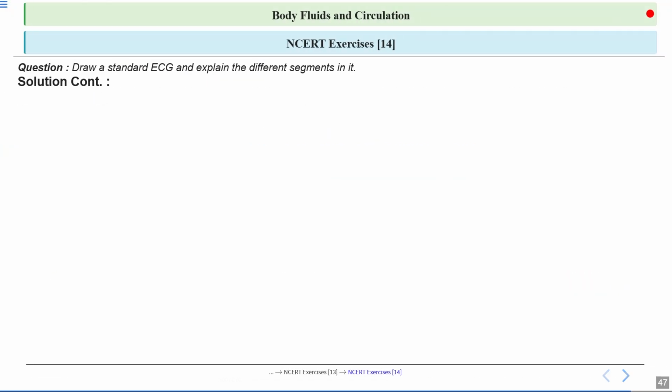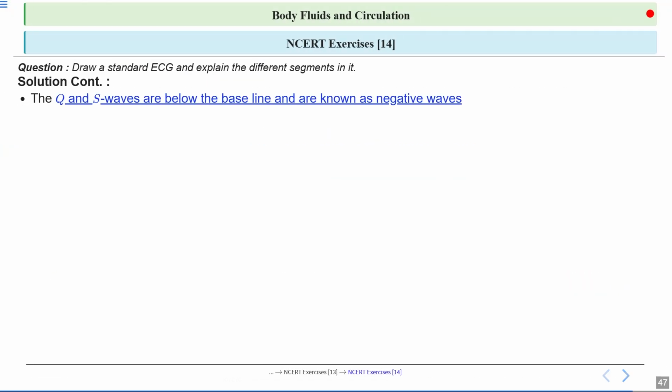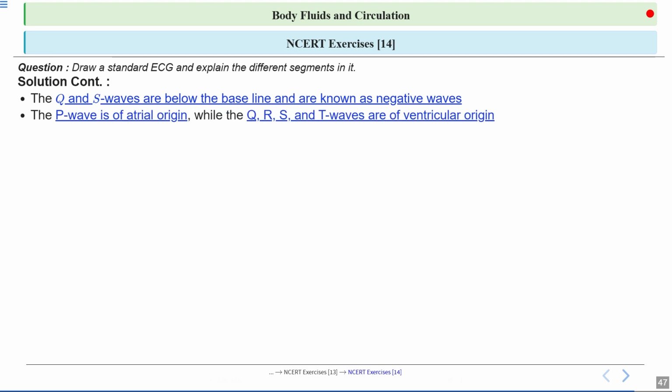Okay, let's continue with the discussion of this question. Q and S waves are negative waves, meaning they fall below the baseline of the ECG. This is important because it helps us identify the different phases of the heartbeat. Now, the P wave comes from the atria, while the Q, R, S and T waves are all generated by the ventricles. So this distribution helps us understand which part of the heart is active during each wave.